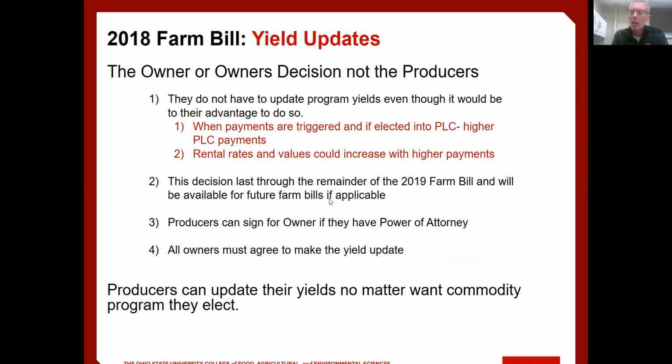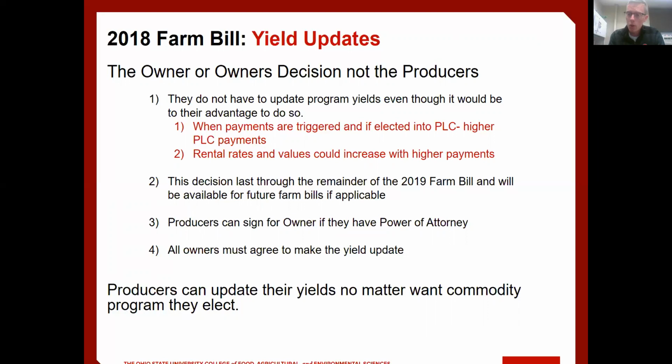The decision will last through the remainder of this Farm Bill, so through 2023, and then any future farm bills, if applicable. This is a one-time decision. There's no guarantee that producers and owners are going to get the opportunity to update yields in future farm bills. So therefore, we think it's reasonable for producers and owners to at least look at it.